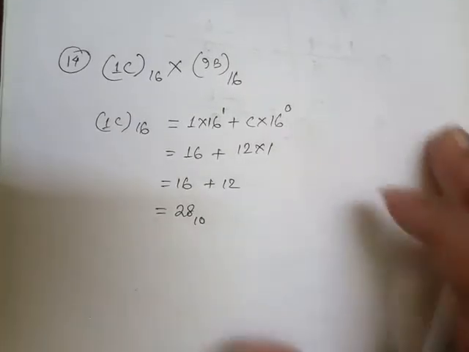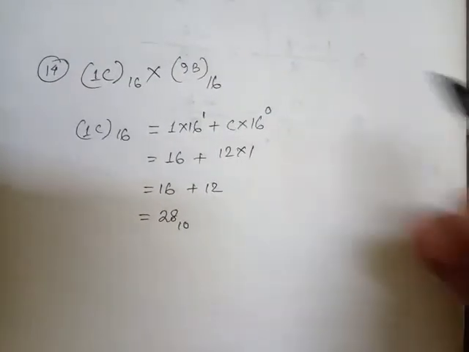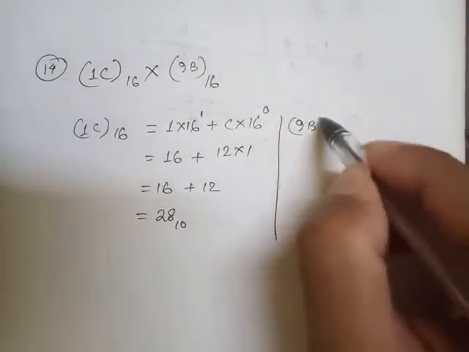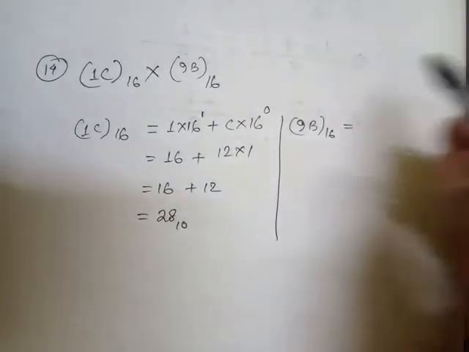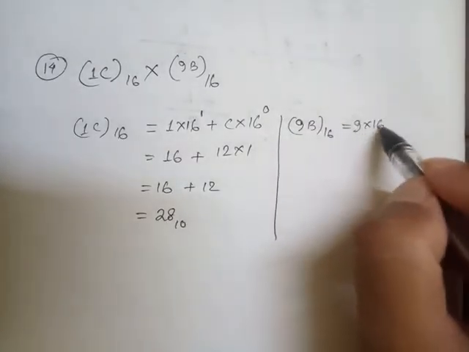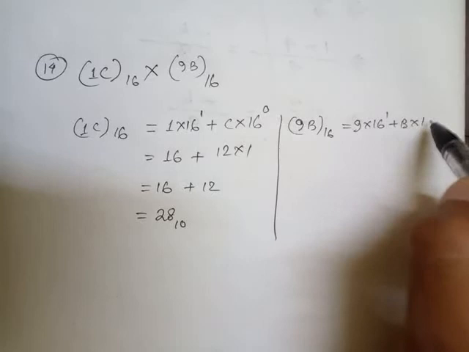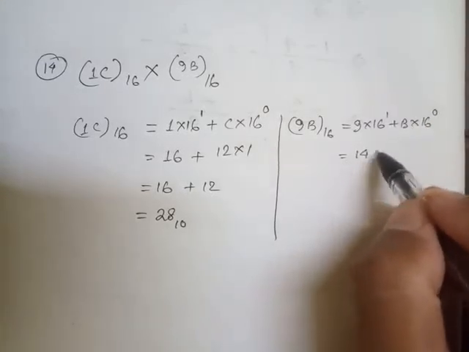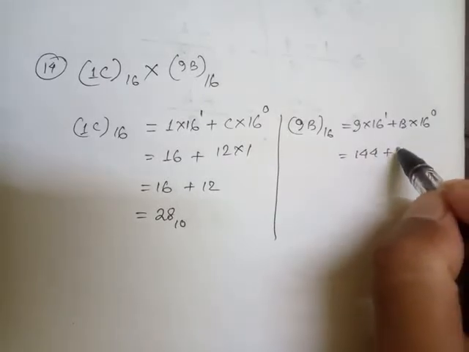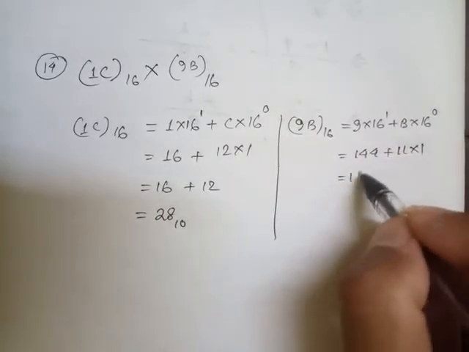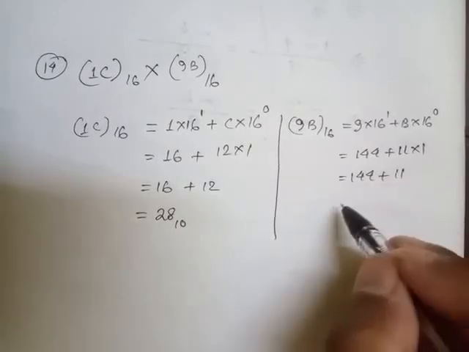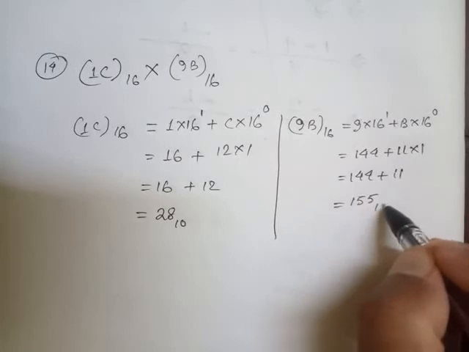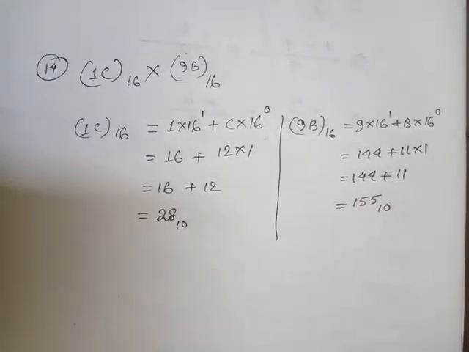Now the next one I am writing by the side here, 9B base 16. Just the same way, 9 into 16 to the power 1 plus B into 16 to the power 0. Now 9 into 16 is 144 and B is 11 into 1, so 144 and 11, which means the answer would be 155 base 10.